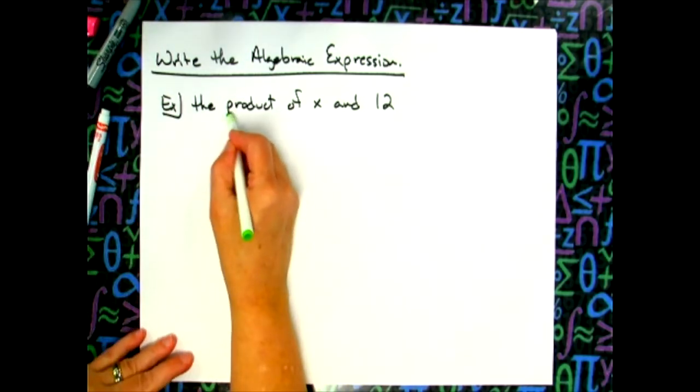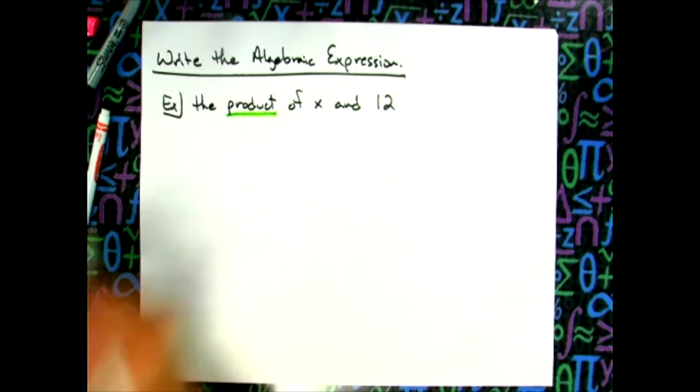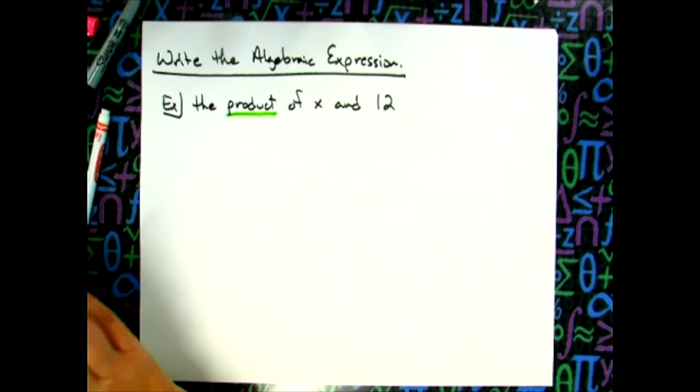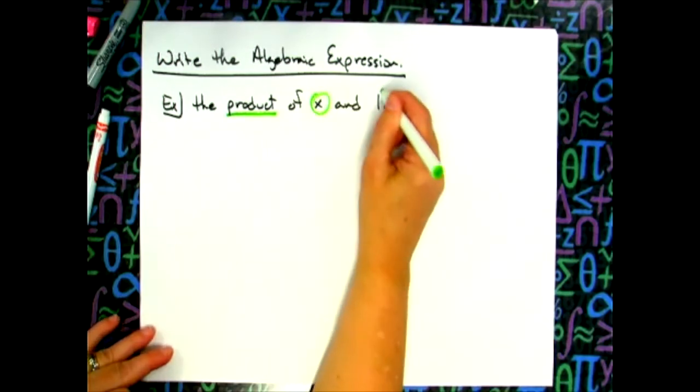You got to know vocab from elementary and middle school. Product means to what? Add, subtract, multiply, or divide. Multiply. All right. What two items are being multiplied? X and 12. All right.